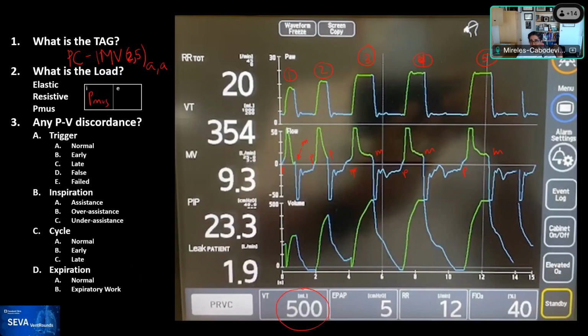This patient had severe COPD, so there's also an increase in resistive load. But on this waveform, it's hard to see, frankly. Now, in terms of the PV discordance, what type of discordance do you see? In terms of trigger, is it normal, early, late, false, or failed?